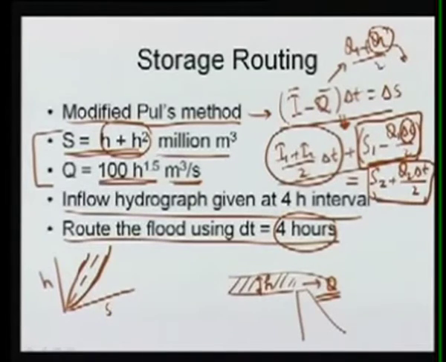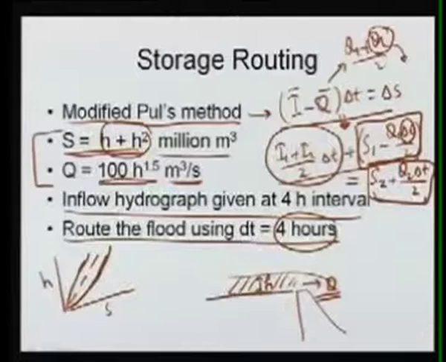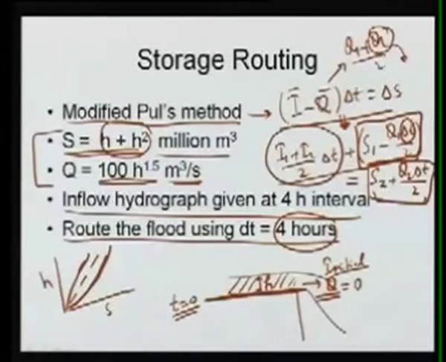In this case, we will assume that when the flood starts, the inflow hydrograph starts at T equal to 0, and at that time the water level in the reservoir is at the top of the spillway. So at time T equal to 0, this is the pool level, and therefore Q is 0 initially. Let's assume that Q is 0. We could assume some other value also, but let's just assume that since the water level is here, there is no outflow. We could have assumed a different water level also.